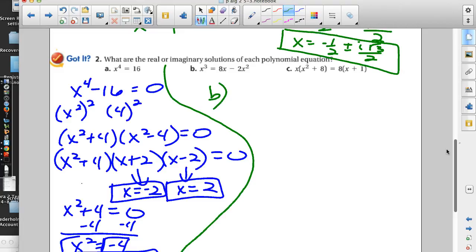What are your thoughts? Come on, some of you are already doing it. I can see you right in there. What's your first step? Equal to 0. Moving stuff over and getting a 0. Looks like so. Next thought? Yep, greatest common factor.